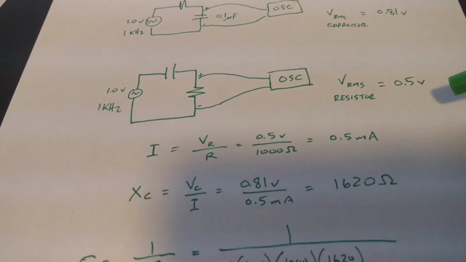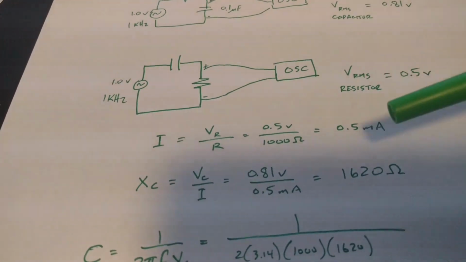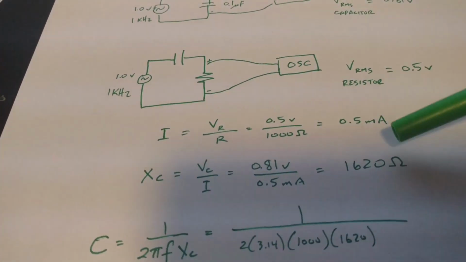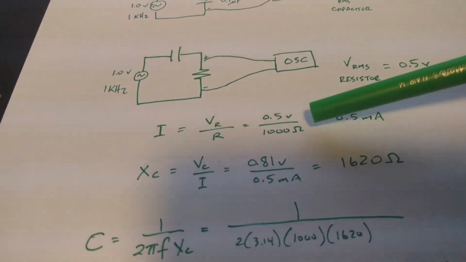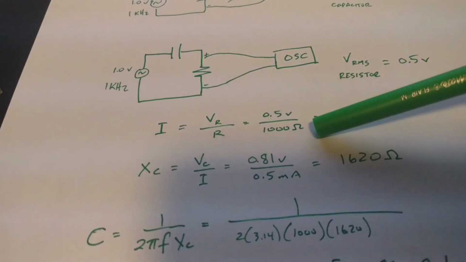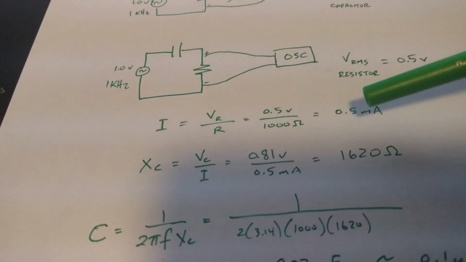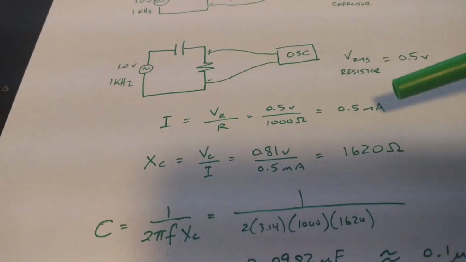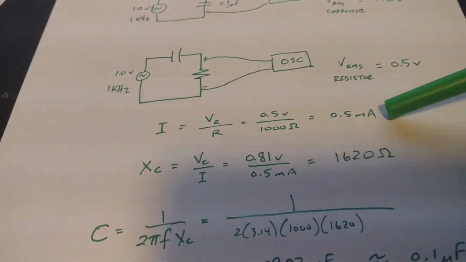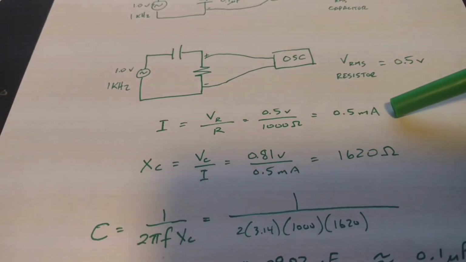Now we can use this to calculate the current in the system. That would be 0.5 volts divided by the 1,000 ohm resistor. The current through the resistor has to be the same thing going through the entire circuit because it's a series circuit. So we get 0.5 milliamps.